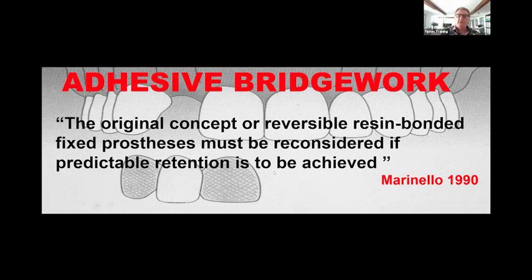So the original concept that adhesive bridge work, resin retained bridges were reversible has now gone out the window. Okay, in some instances they can be reversible. In some instances, let's say a lateral incisor being replaced from a canine. Canine got a lot of surface area. You're taking the metal wing right up to the tip of the canine. You don't need any resistance form, but you need resistance form in certain situations.